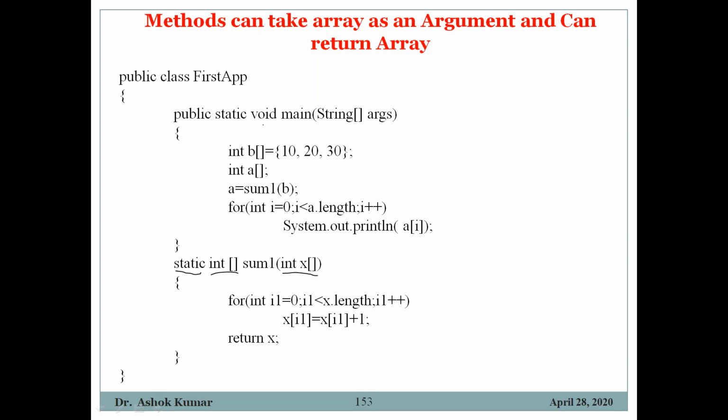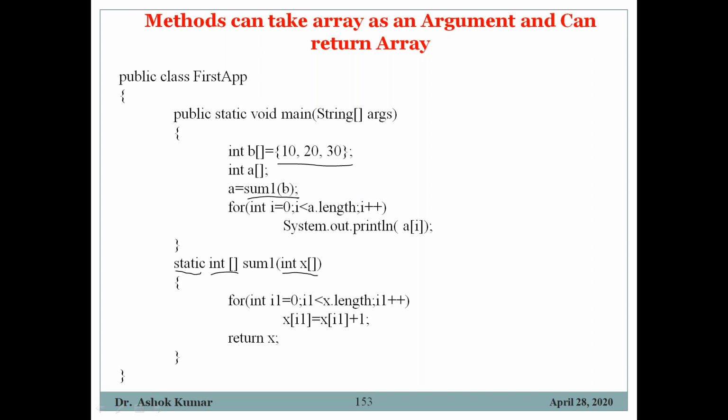Why have we made it static? Because we want to call it from main, and if main is static, then it will only be able to access the other members if they are static. Here we have created one array again, array B, and only the reference variable A. So the only difference from the previous problem is that here we are calling sum with B.